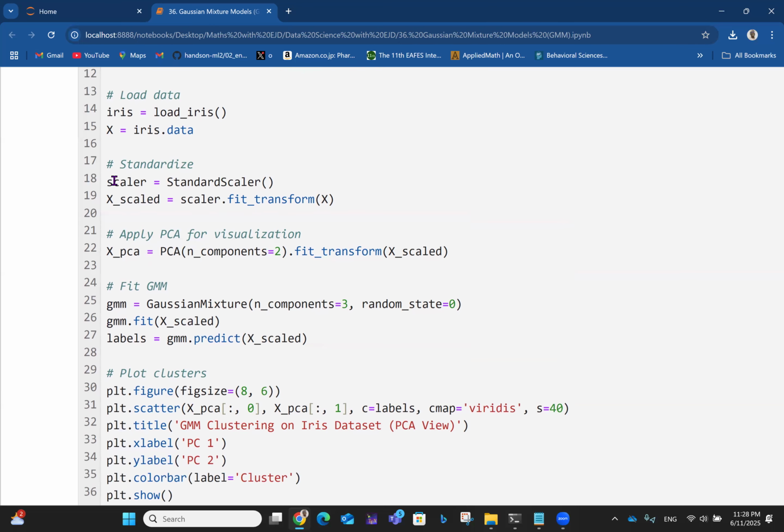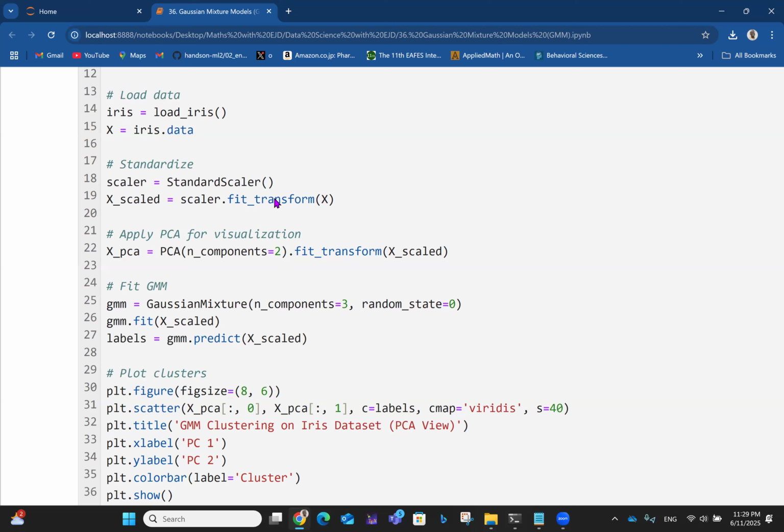Then we have to standardize, use this scaler, because we want our data to be normally distributed, right? So we use the scaler. Instead of just using the raw x, we now use the x scaled. Then we apply PCA for visualization, not for the analysis itself, just to help us visualize. So we have x, the PCA of x. We use PCA with n_components of two, so we can have x1, x2. Then we fit_transform x scaled.